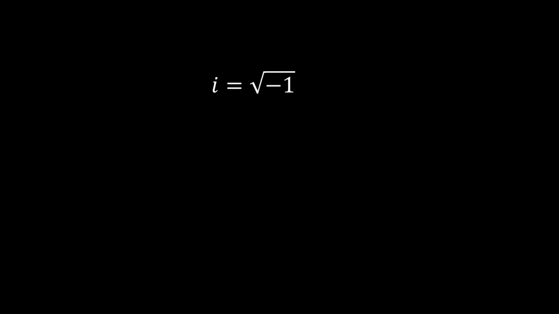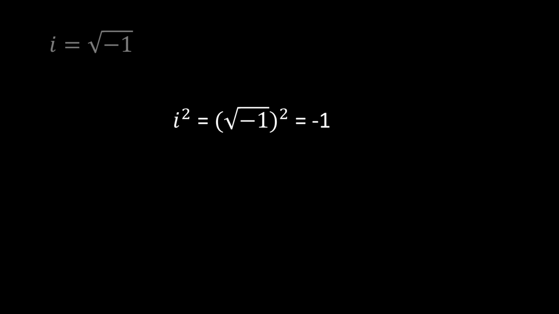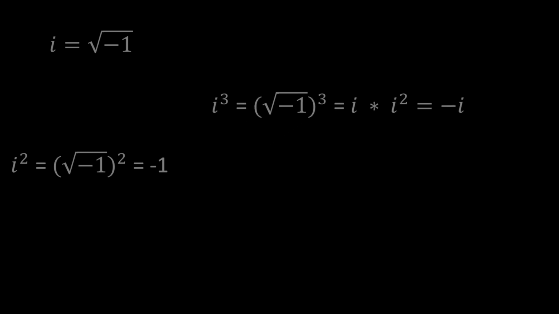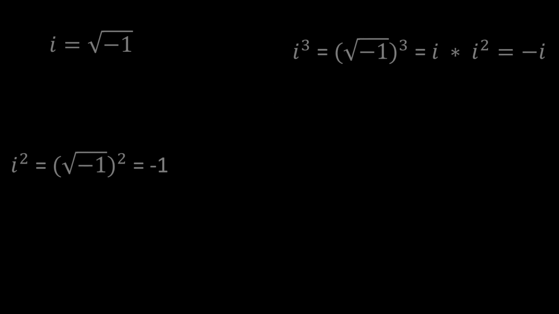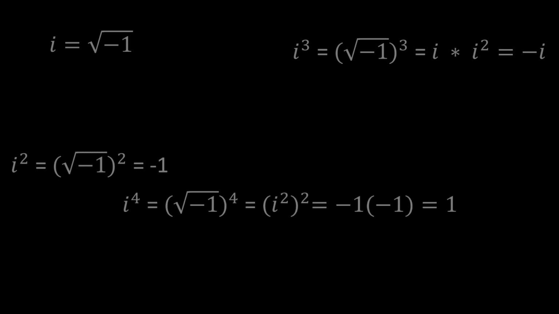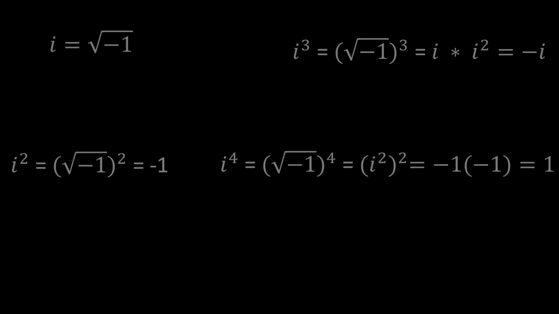Let's look at some of the properties of i. The first one is that if we square it, we get -1. If we cube it, we can utilize some of our power properties, so that would be i squared times i, or -i. If we take it to the fourth power, we get i squared squared, which turns out to be +1.